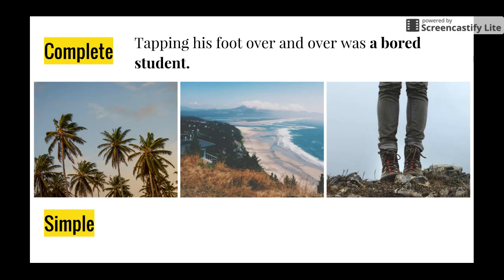Tapping his foot over and over was a bored student. The complete subject is a bored student. And notice that the subject is at the end of the sentence. Normally, we would expect to find that at the beginning of the sentence, but we need to be careful that we don't fall into a trap of looking for normal all the time. By using things like questions, we can figure out exactly what we want to know.